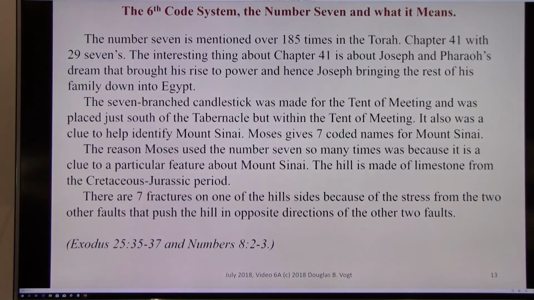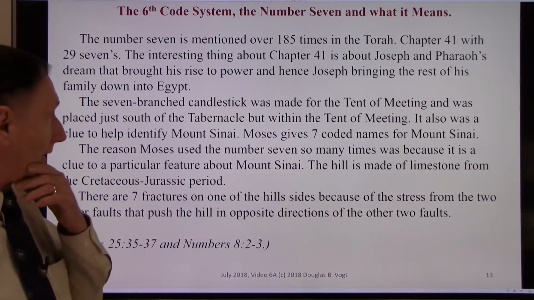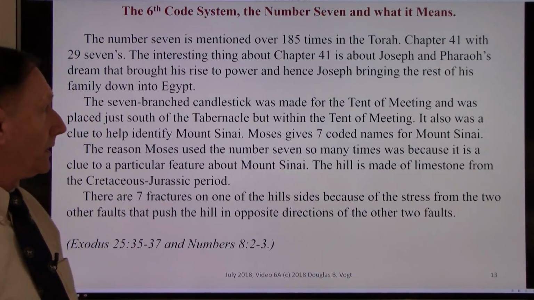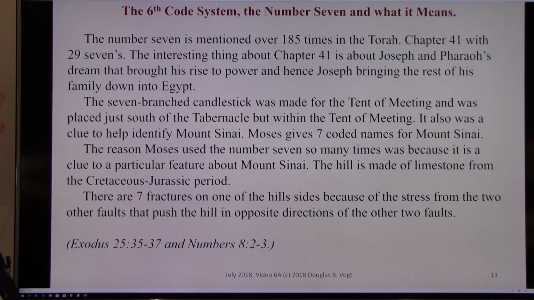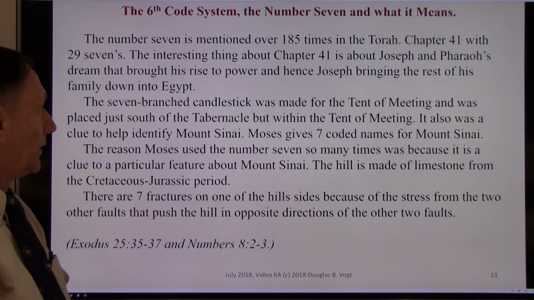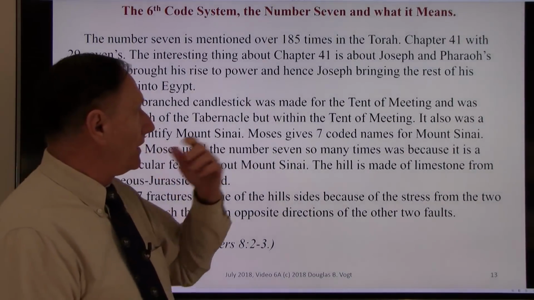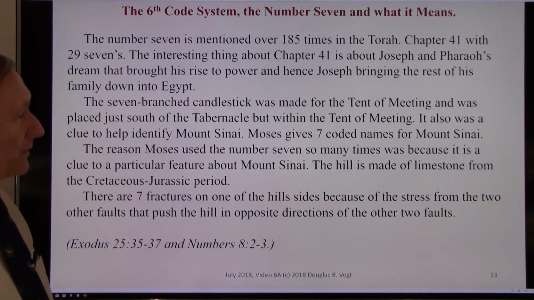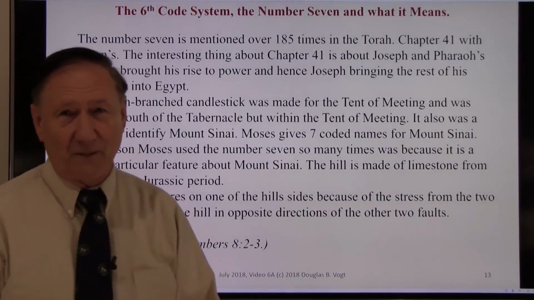6 code system, the number 7 and what it means. Okay, number 7 is mentioned 185 times in the Torah. Chapter 41 has it mentioned 29 times alone. And that's about Joseph and the Pharaoh's dream and interpreting the dream. I'm not kidding. You can't make this stuff up.